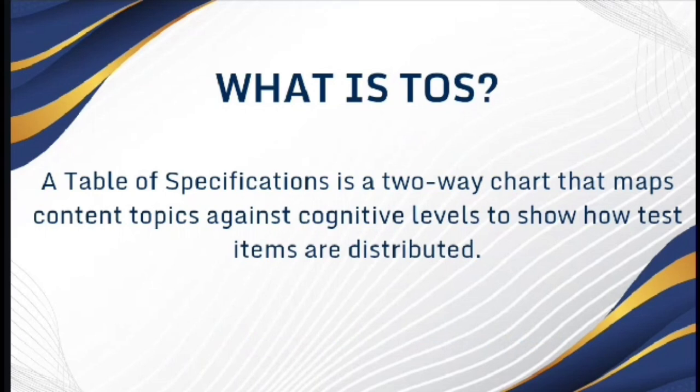So a table of specification is a two-way chart that maps content topics against cognitive levels to show how test items are distributed. A table of specification is a planning tool that outlines the connection between learning objectives and the assessment items that measure them, and it also shows what content will be tested in which cognitive skills, for example, remembering, understanding, applying, etc. These are required to ensure the balance and coverage.